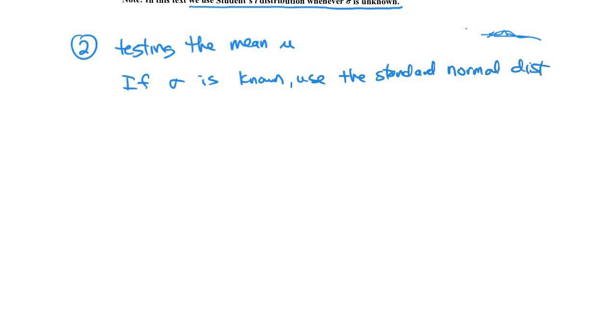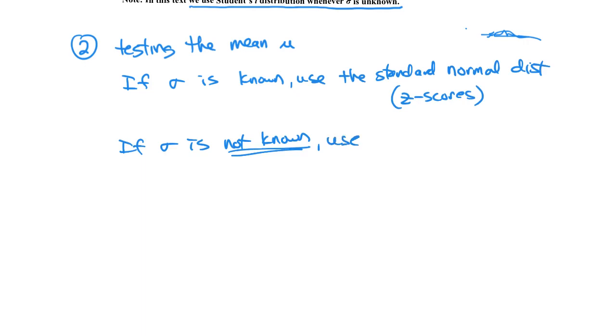In other words, use z-scores, right? Those are z-scores with a standard normal curve. And if sigma is not known, so they don't tell us, or they tell us that we don't know sigma, in that case, use the student's t distribution, and in other words, t-scores.